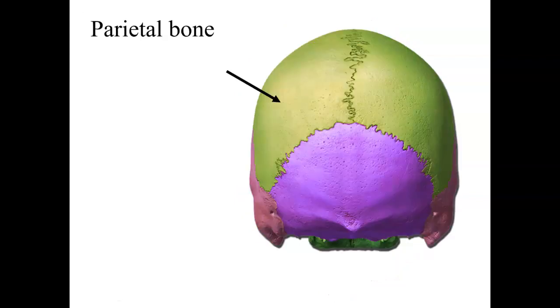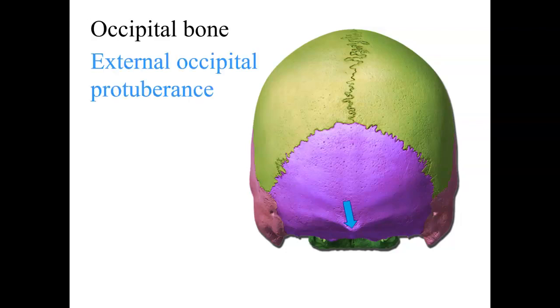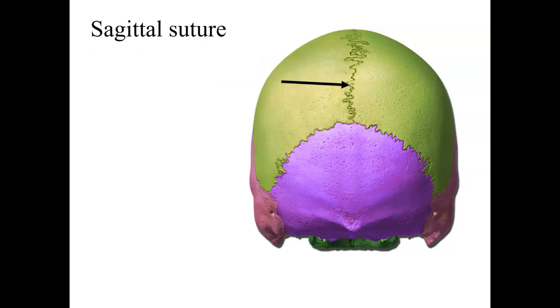From a back view, we have the parietal bones that you can see, the pair of parietal bones. And we have the occipital bone. Associated with the occipital bone would be the external occipital protuberance. And this is a bump that you can feel on the back of your head. Males have a little bit larger bump than females, and it's an attachment point for muscles. And then we can see the sagittal suture connecting the two parietal bones together, and then the lambdoid suture connecting the parietal and the occipital bones together.